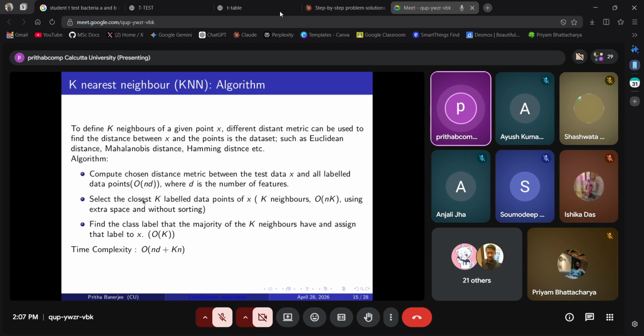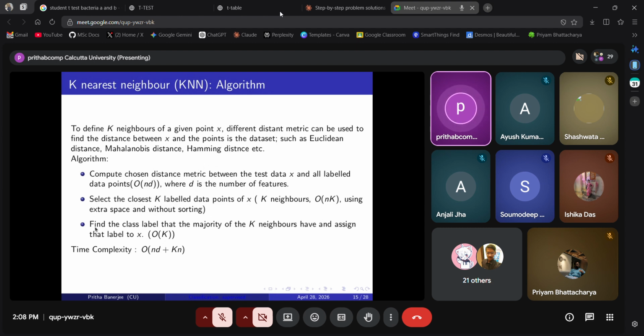After that we select the closest k labeled data points of x. For choosing these, you actually don't need to do a sorting. If you do a sorting, it is going to take n log n time. What you can do instead is, k times, if you have decided that k is 3 or 4 or 5, so 5 times you run, find the minimum excluding the previously found ones. That's why we say this can be done in big O of n times k.